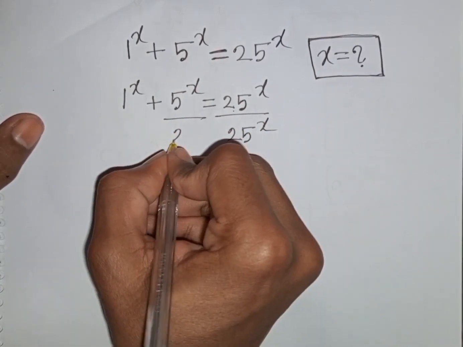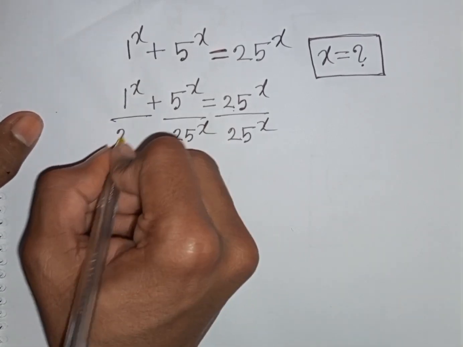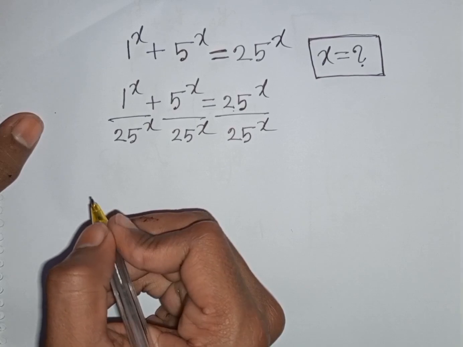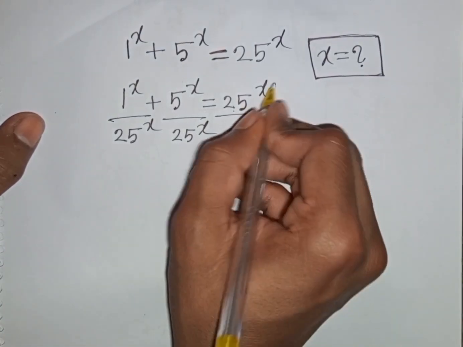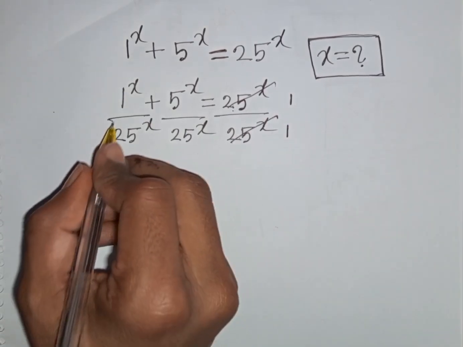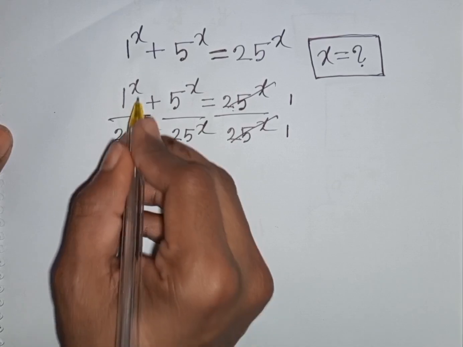Divided by 25 power x. Now we see this 25 power x will be cancelled. So here on both sides. Now 1 power x divided by 25 power x, that means same power but different base.